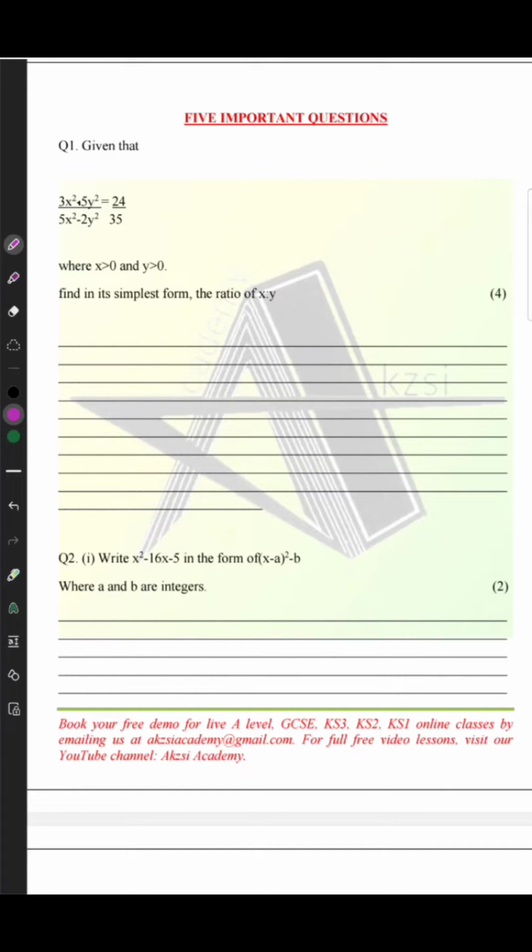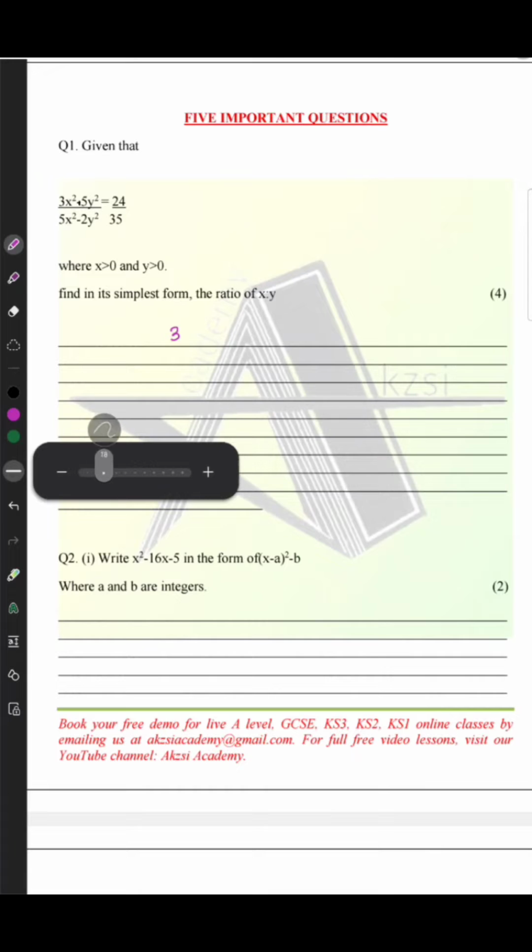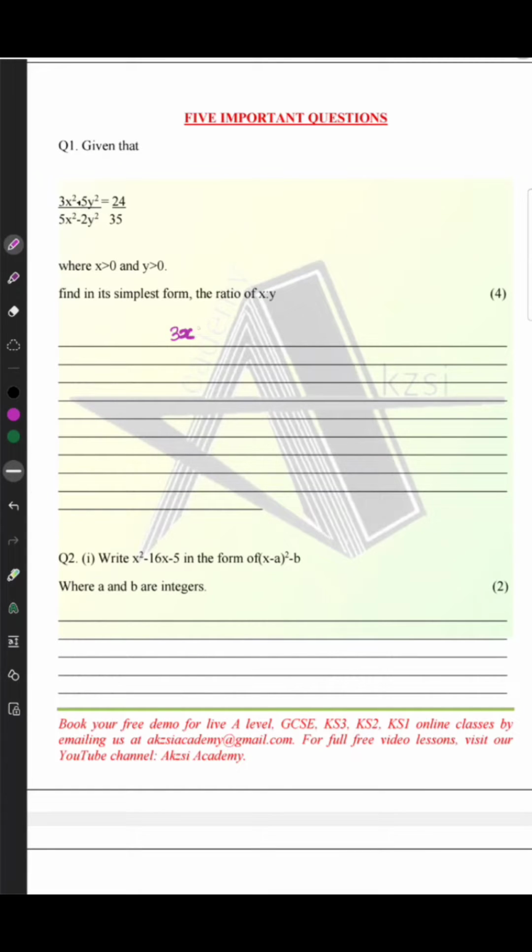Okay, let me start with our first question, which says (3x squared plus 5y squared) over (5x squared minus 2y squared) equals 24 over 35. So this would be, let me write it down, (3x squared plus 5y squared) over (5x squared minus 2y squared) equals 24 over 35.